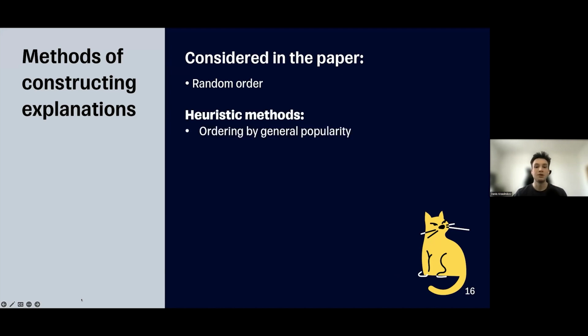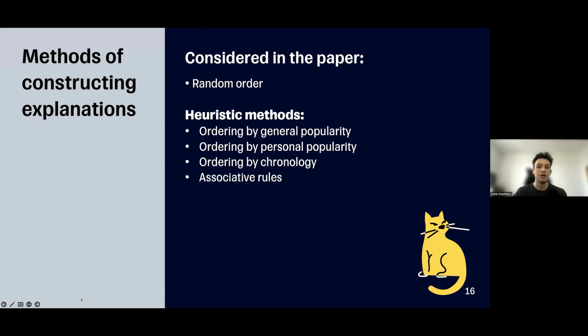As I already said, generating explanations in our case means to order previous user purchases according to some rule. We consider the following. Random order, which is used to compare with the other methods. In fact, it is a measure of adequacy. Some heuristic rules like ordering by general popularity of merchants, ordering by personal popularity, ordering by chronology, newer equals better, associative rules, algorithms that look for relationships between two items based on their co-occurrences.